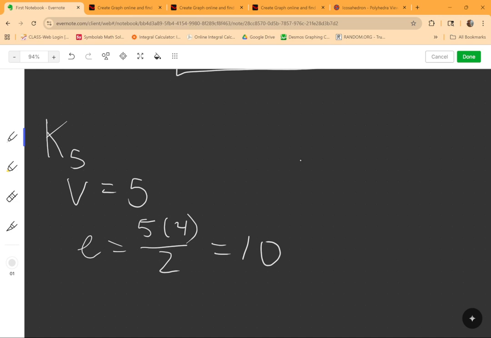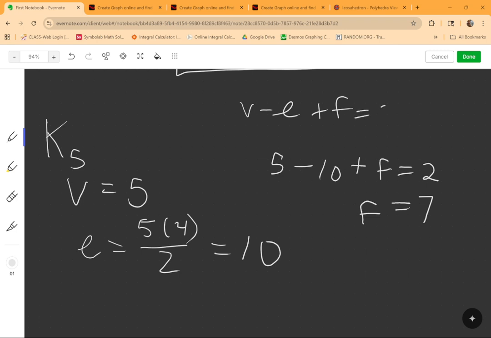Now Euler's theorem says if this were planar, then here we have V minus E plus F must equal 2. So that means the faces must be equal to 7. It has to, right? If it's planar, it must follow that equation, V minus E plus F equals 2.